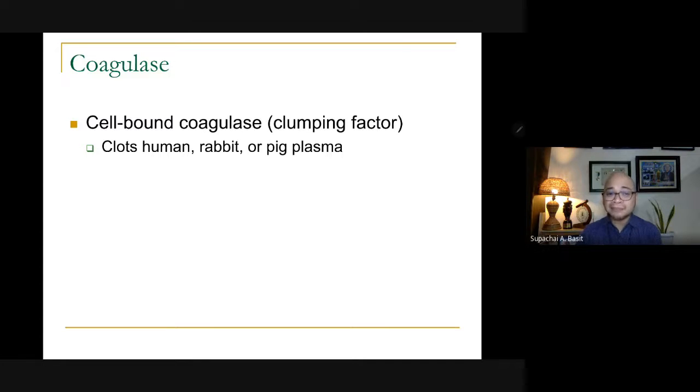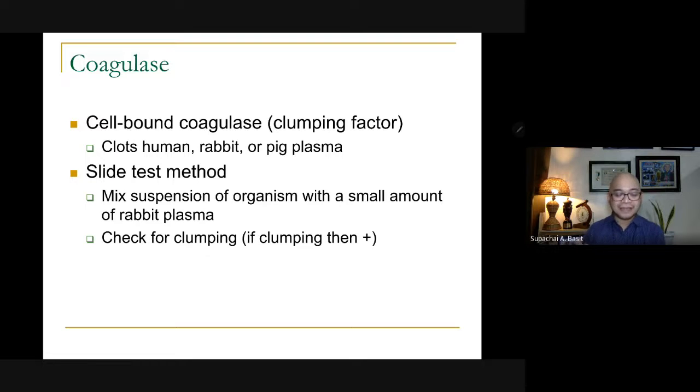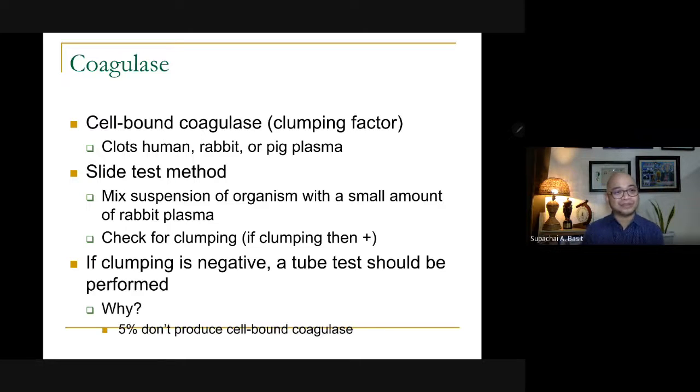So we have the cell-bound coagulase. Okay, and this is the clumping factor. We use cell-bound coagulase because the principle is that it can clot human, rabbit, or even pig plasma. So, for the slide method, we are using a mixed suspension of organisms with a small amount of rabbit plasma. Check for clumping. If clumping occurs, it is considered a positive result.